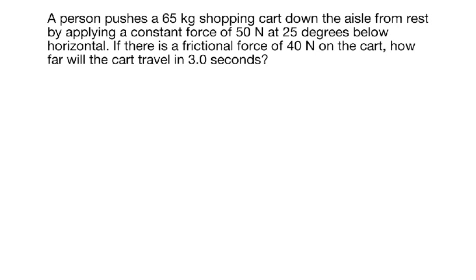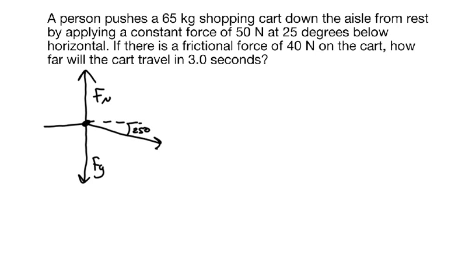So my free body diagram will start off with the dot representing the object. We've got a few forces acting on it. We've got gravity downward. We've got the normal force upward. We've got a force being applied down at this 25-degree angle here. And we've got a frictional force.